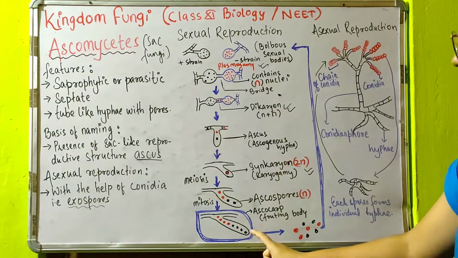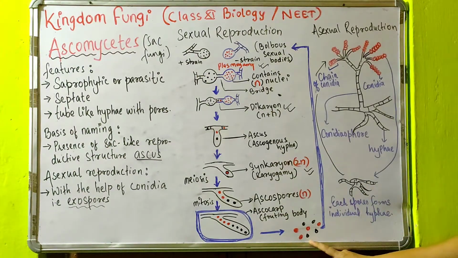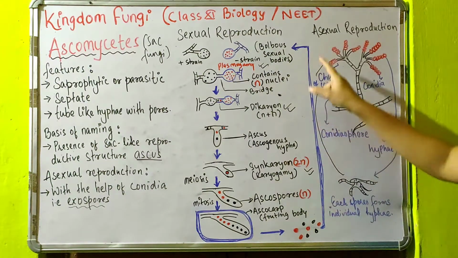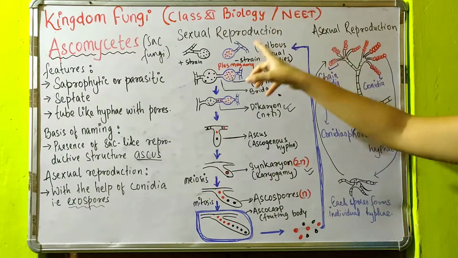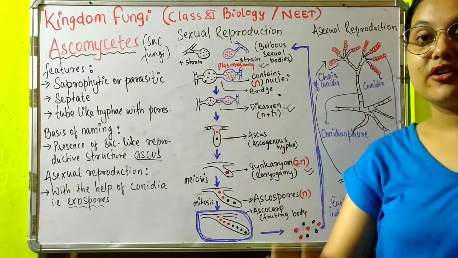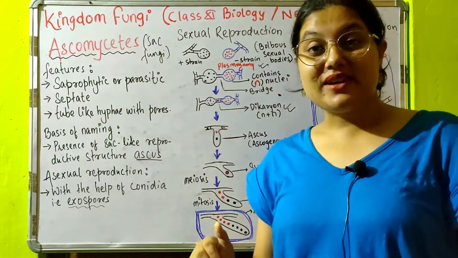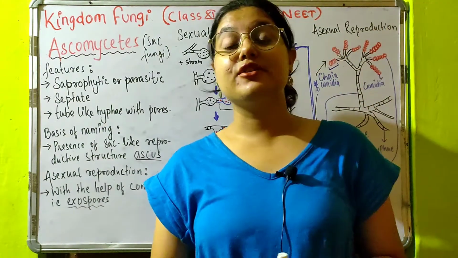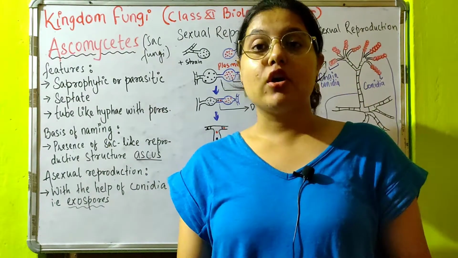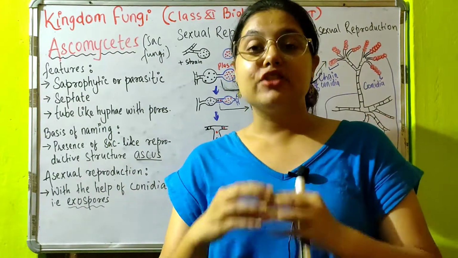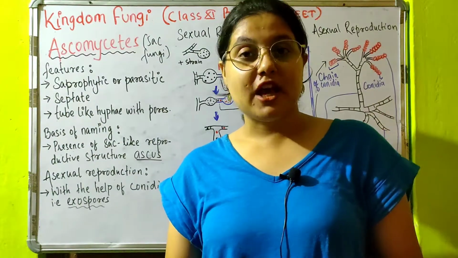And then finally the spores, that is the ascospores, are released, and again they will give rise to the same mycelium. Okay, minus strand mycelium and plus strand mycelium. All right, the life cycle of Ascomycetes, that is the involvement of plus and minus strand, both of them form a bulbous body. The bulbous bodies conjugate, and that process is known as plasmogamy.